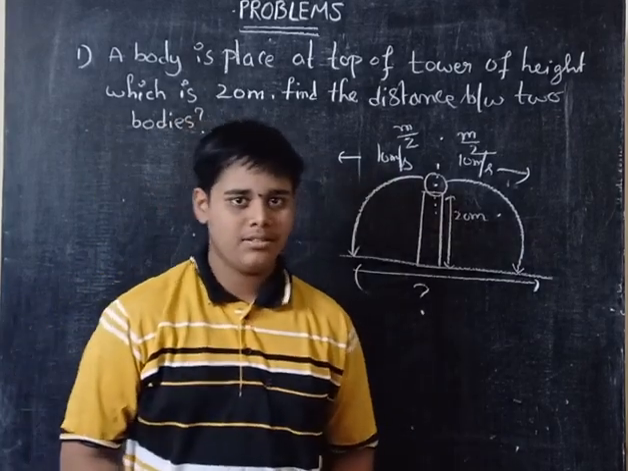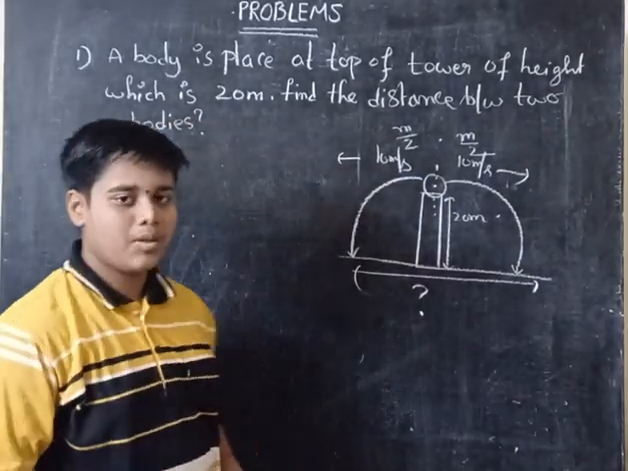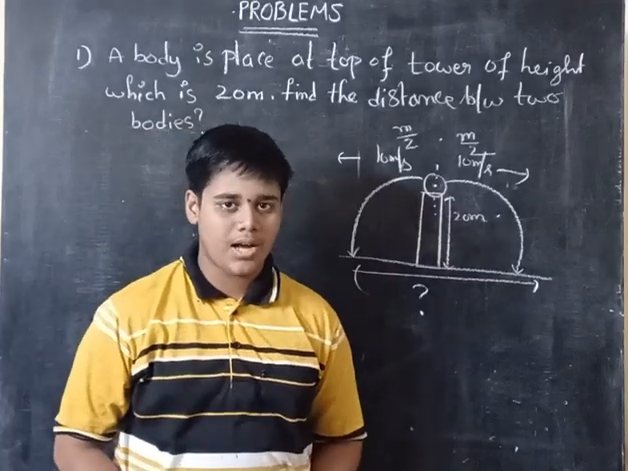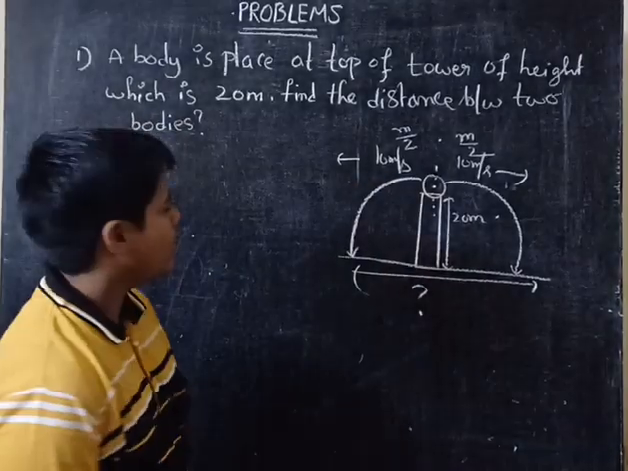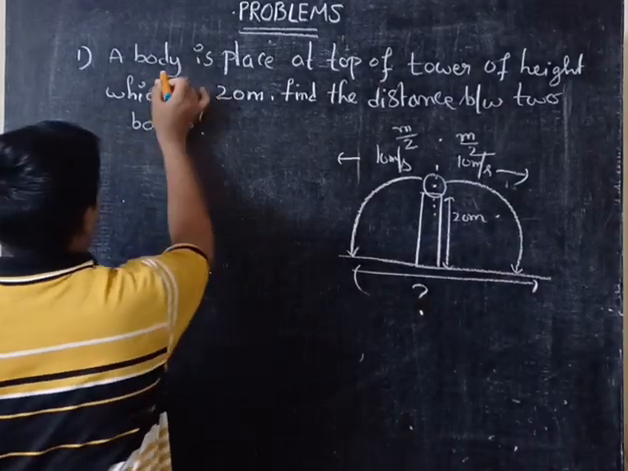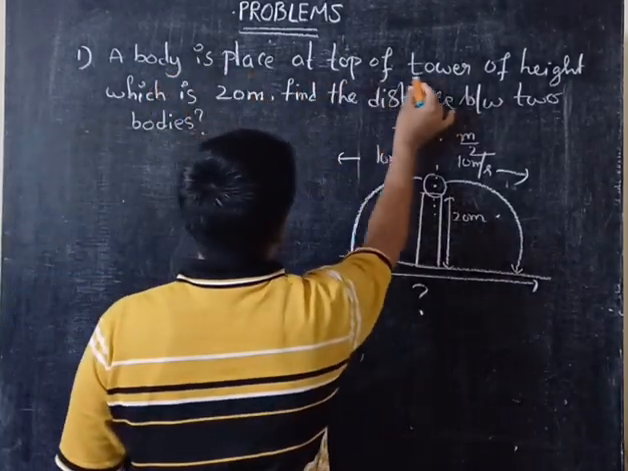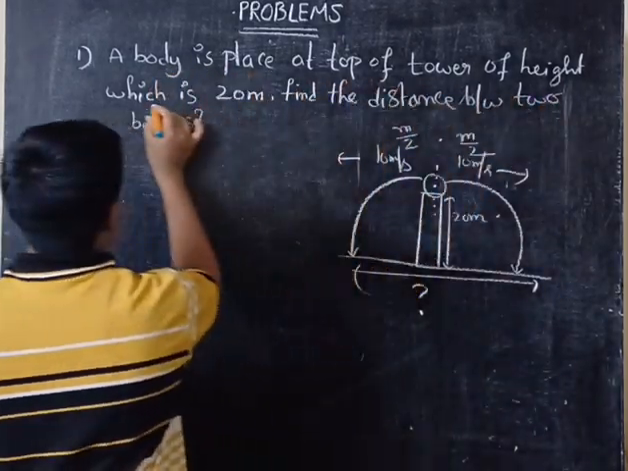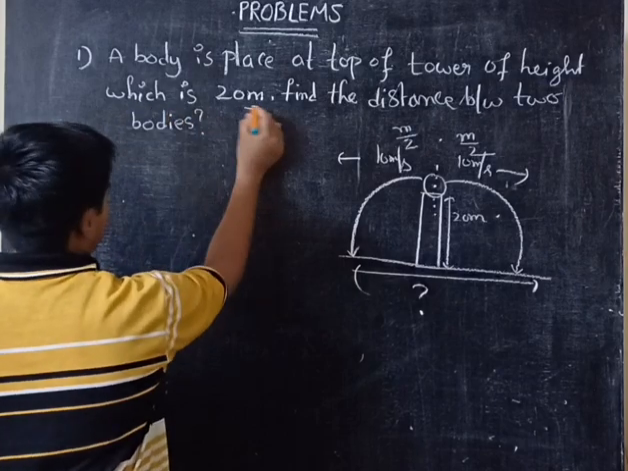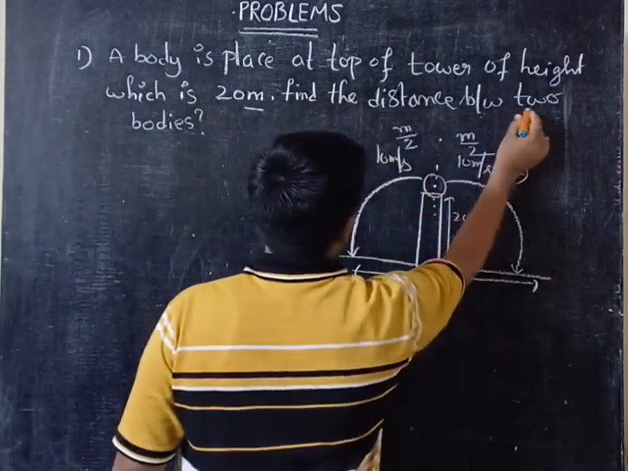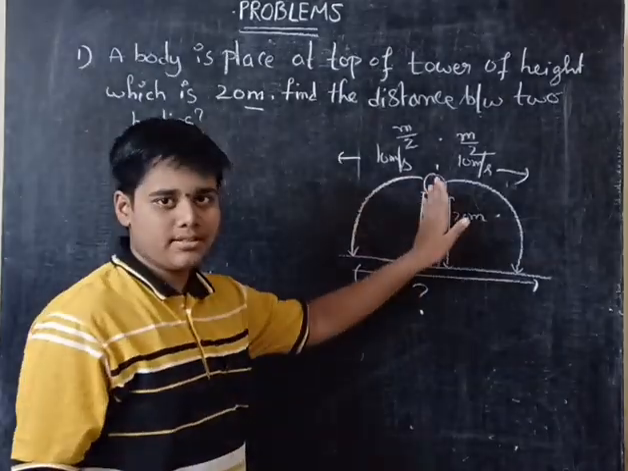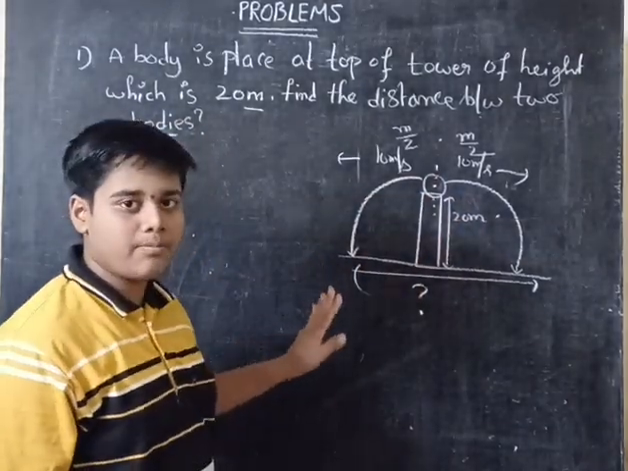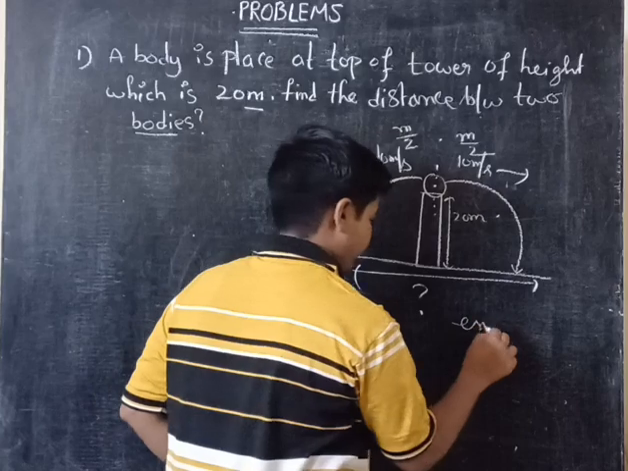I am Bala. Today I will explain problems on applications of the law of conservation of momentum. If you see the first question, a body is placed at the top of a tower of height 20, which is 20 meters. Find the distance between the two bodies. Here they give it like this, and this is a problem from explosion.